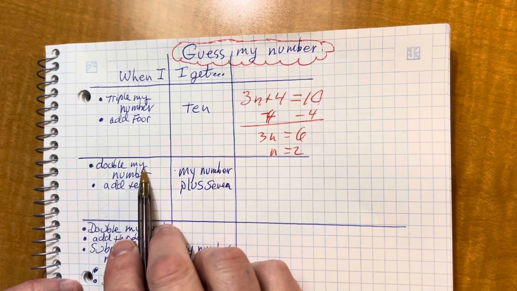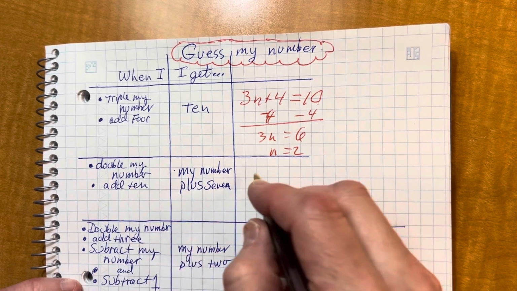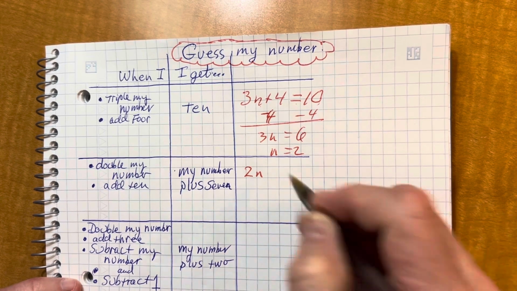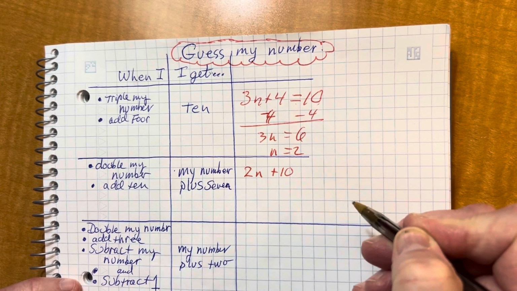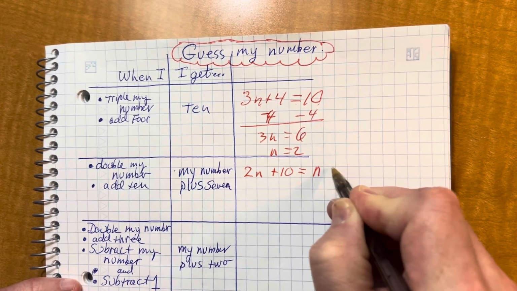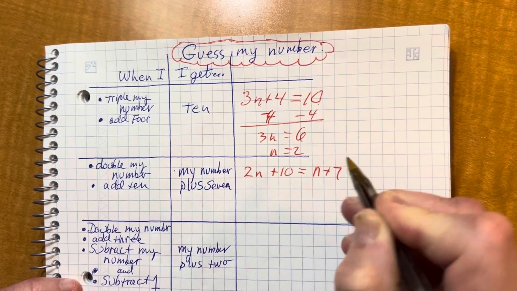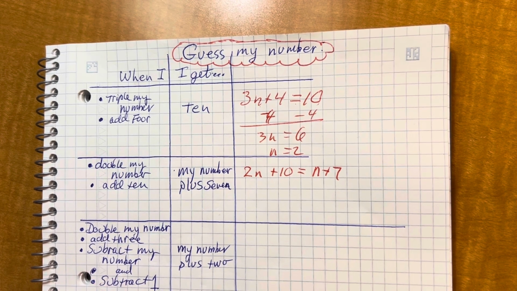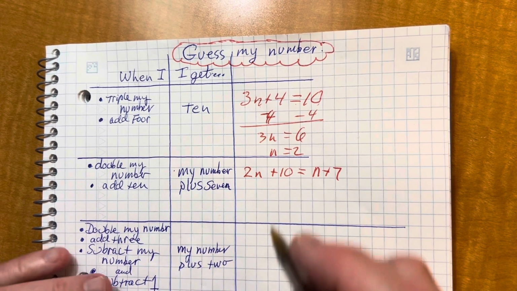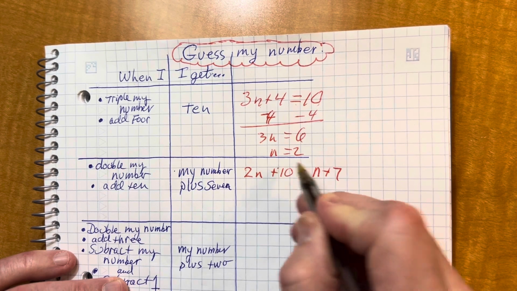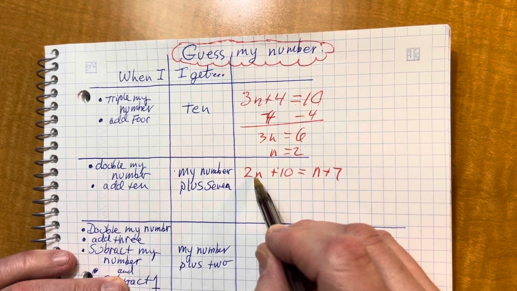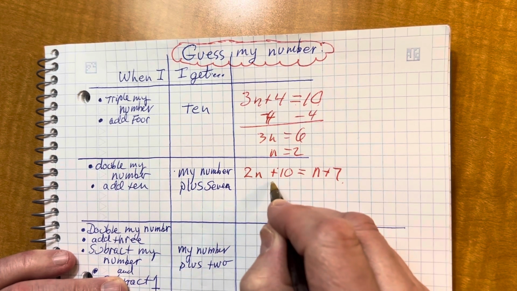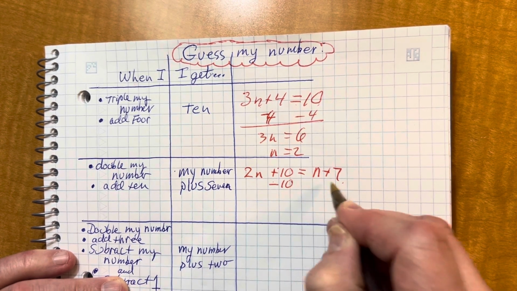Next, double my number and add 10. So if I double the number and add 10, I get my number plus 7. Even looking at it, it's kind of difficult to determine what it is, so let's take a look. I'm going to collect all the n terms on the left and all the constants on the right, so I will start by subtracting 10.